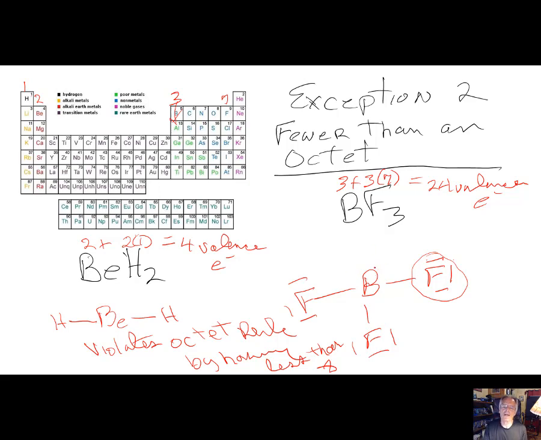The difference is that I could have another atom up here and boron would be perfectly happy with 8, but if it only has 3 substituents like this, it's only going to have 6 valence electrons. So you're going to need to remember boron and beryllium as being able to violate the octet rule by having less than an octet. That's the exception.